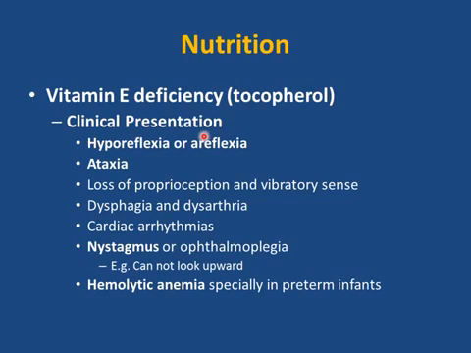Clinical presentation of vitamin E deficiency or tocopherol deficiency: hyporeflexia or areflexia, depending on the degree of deficiency, ataxia, loss of proprioception and vibratory sense, dysphagia and dysarthria. Cardiac arrhythmias, also may present with nystagmus or ophthalmoplegia, so the patient may not be able to look up or look in different directions. Hemolytic anemia, especially in preterm infants.